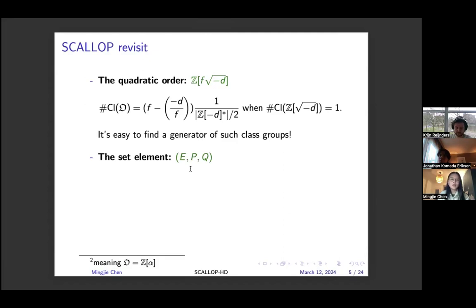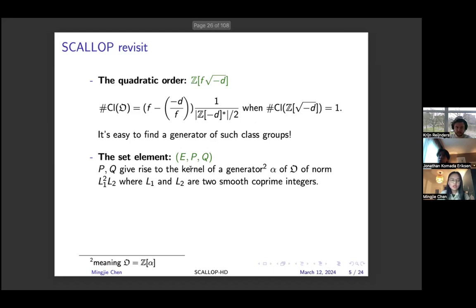And in the previous slides, I said we should specify the orientation. The way SCALLOP specifies the orientation is by providing 2 points, P and Q. P and Q give rise to the kernel of a generator alpha of O of norm L1 squared times L2, where L1 and L2 are two smooth coprime integers. So from these 2 points, we recover the kernel, and from the kernel, we recover the orientation.